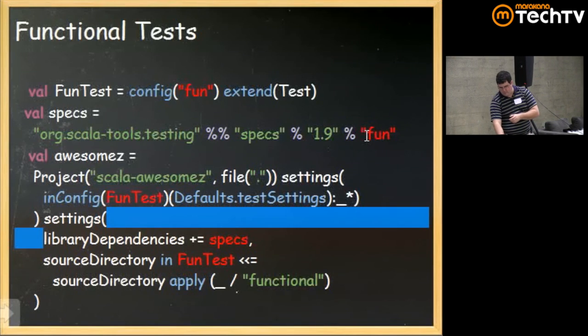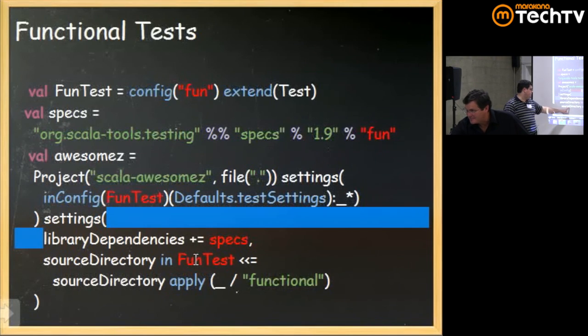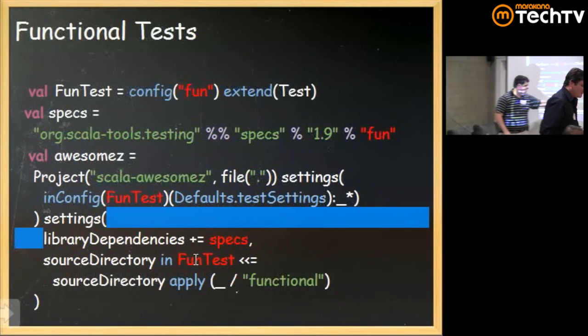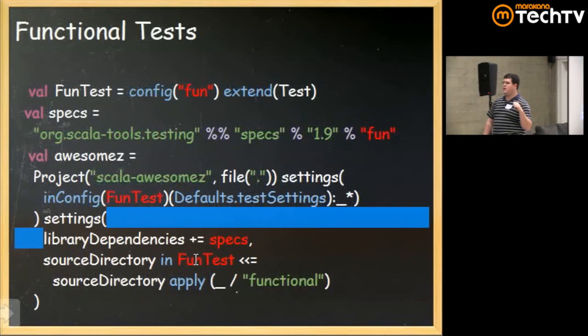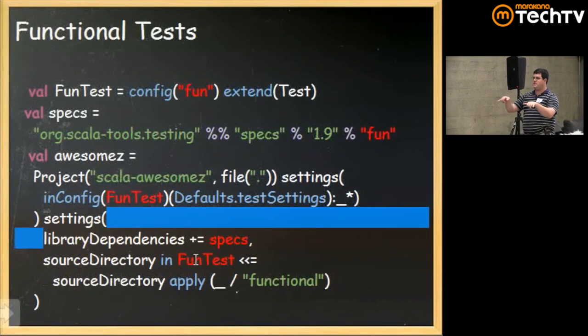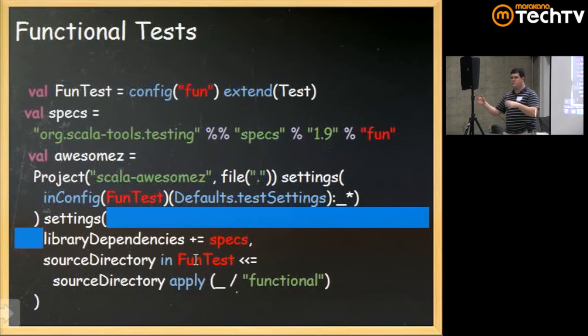right. So library dependencies plus equals specs. Source directory in fun test. Here's where I'm setting a different source directory in fun test. I'm making use of the default source directory and adding a functional to it, right? So what that will do is, you know how there's a source main Scala that by default has all of your Scala source files in Maven? Well, it's also true in SBT.